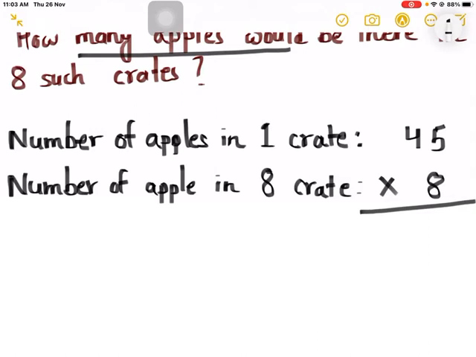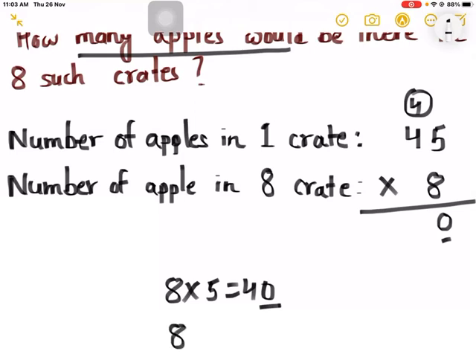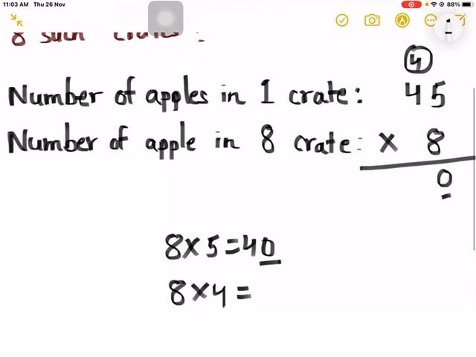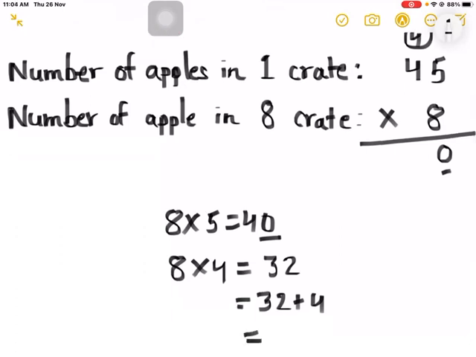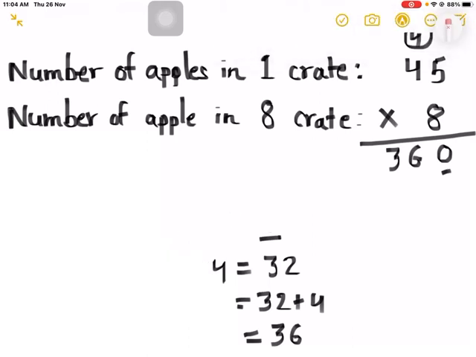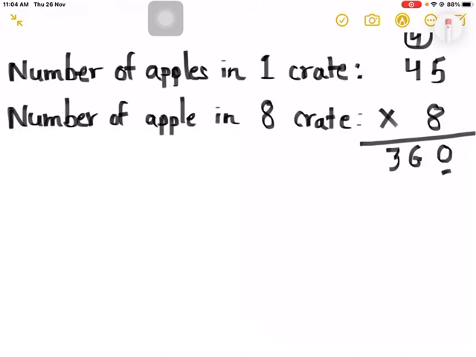Now let us multiply. 8 5s are 40. 4 carry over. 8 times 5, it is 40. That is why write down 0 here and 4 carry over there. Now 8 4s, 8 times 4, that is 32. 32 plus 4, the 4 is the carryover. So what is the sum? 32 plus 4, that is 36. Write down 36 here. 360 is the product, isn't it? That is the total number of apples in how many carrots? 8 carrots. So now it's time to write the conclusion.